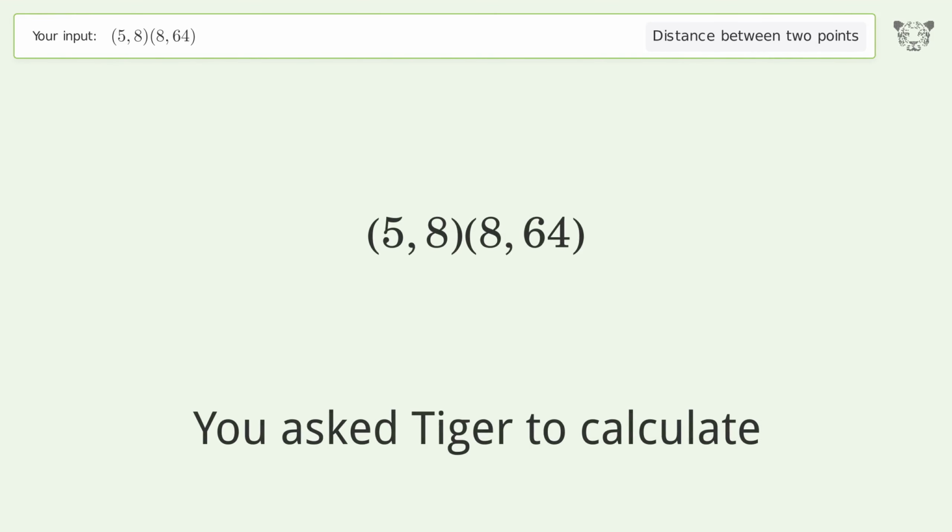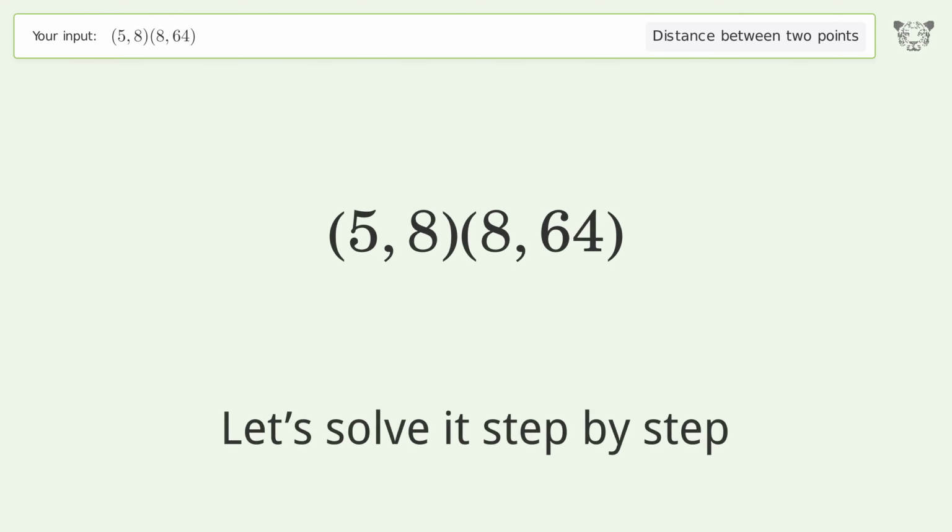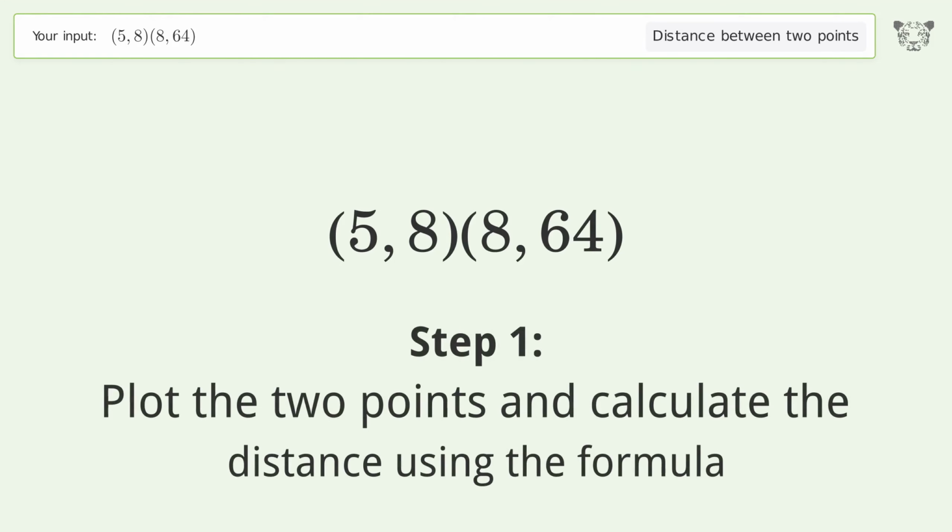You asked Tiger to calculate the distance between 2 points. The distance between the 2 points is the square root of 3145, or 56.08. Let's solve it step by step. Plot the 2 points and calculate the distance using the formula.